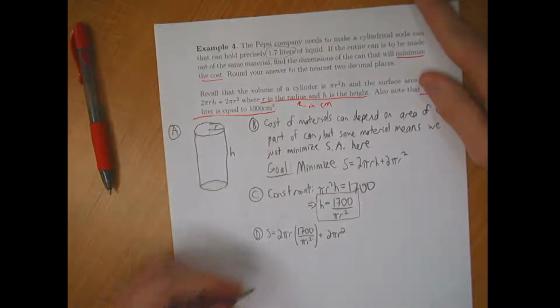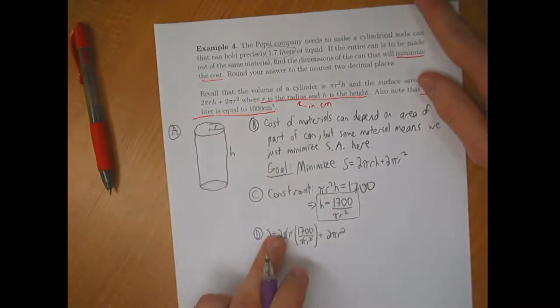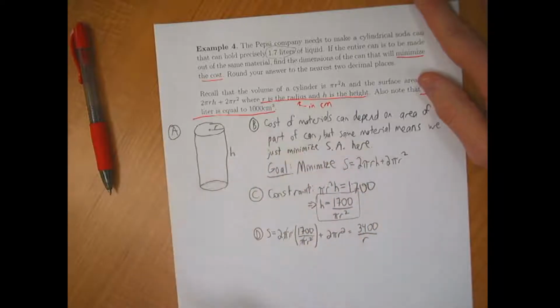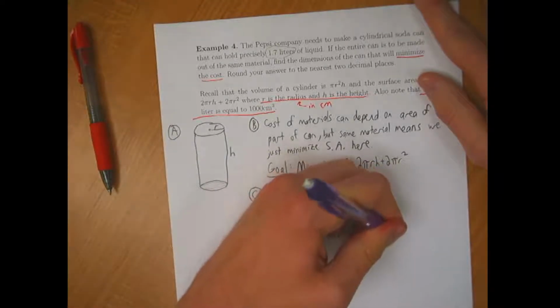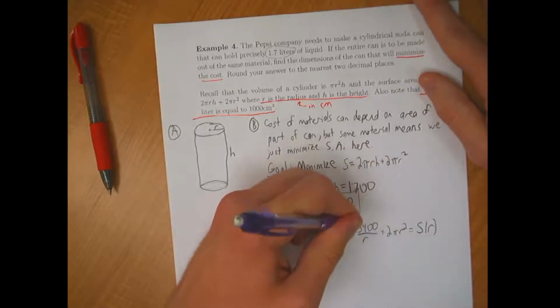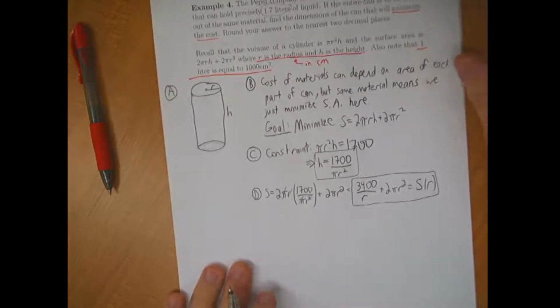So what you'll notice is that the pi's cancel out. This just becomes 1 over r. And then 2 times 1700, that's just 3400. So we got that over r, plus 2 pi r squared. So that gives us the surface area strictly in terms of r. Okay.